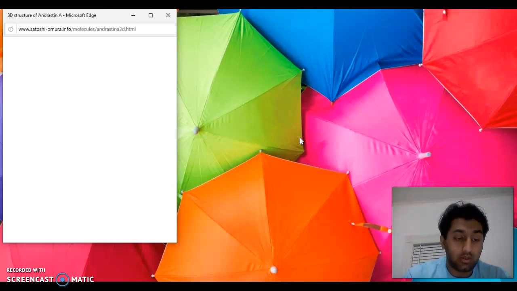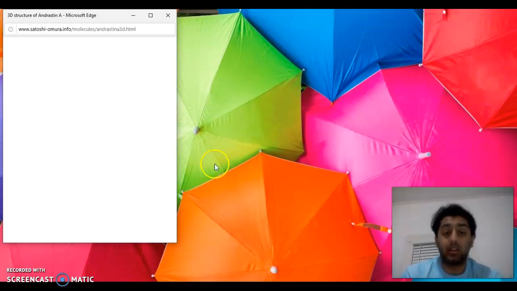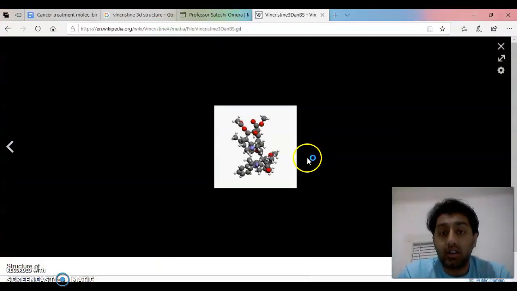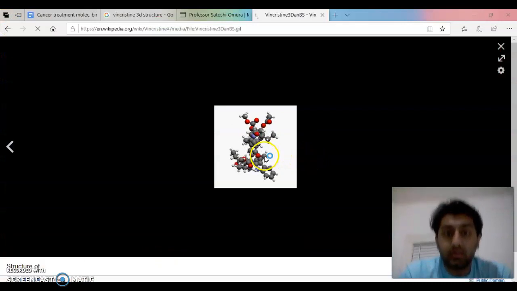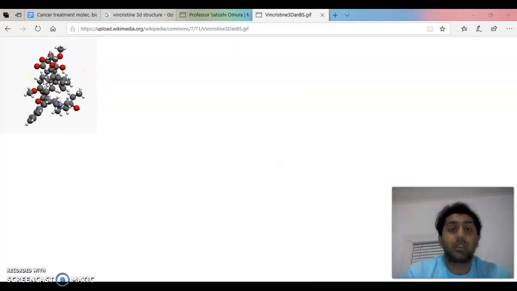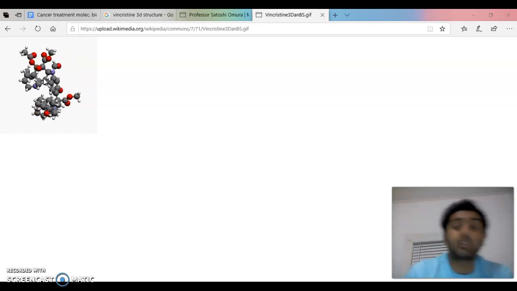Oncovin, also called vincristine. And on my slide, I'm about to present the 3D structure. As you can see, I'm about to zoom in. And there goes the 3D structure of vincristine, or Oncovin.